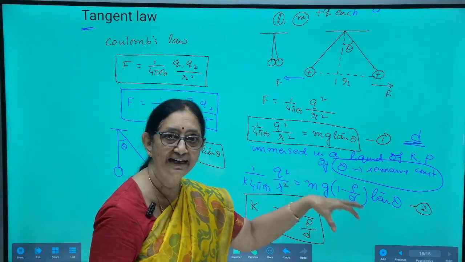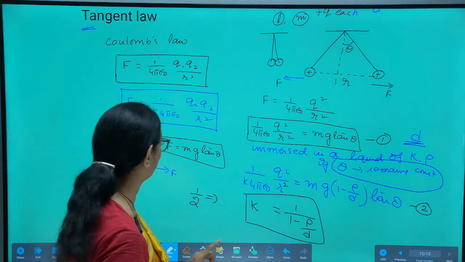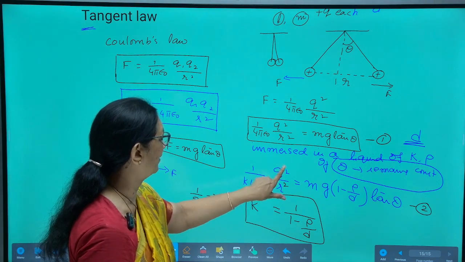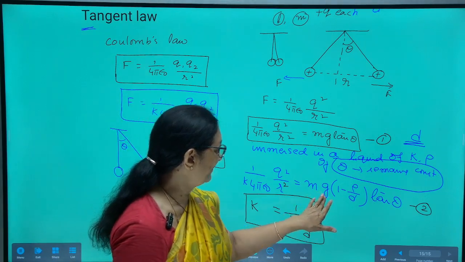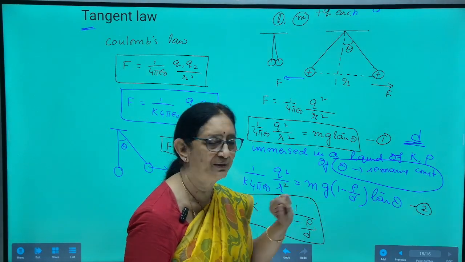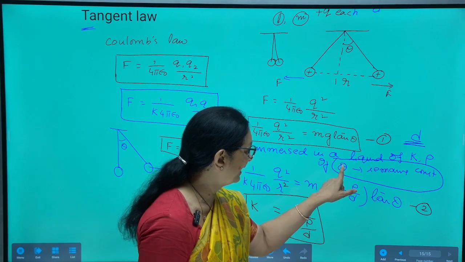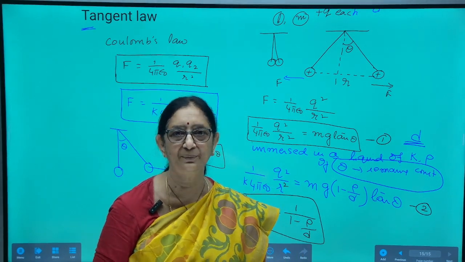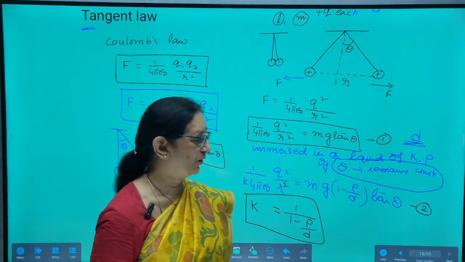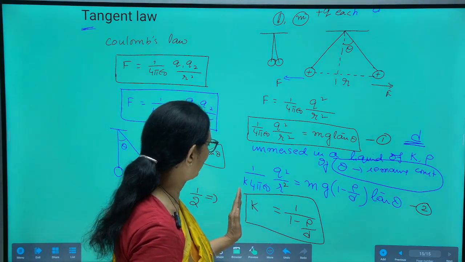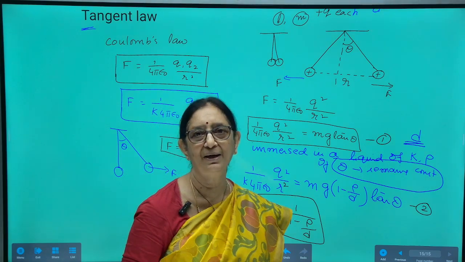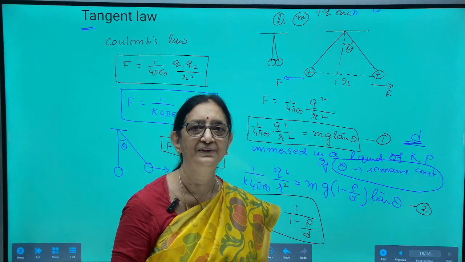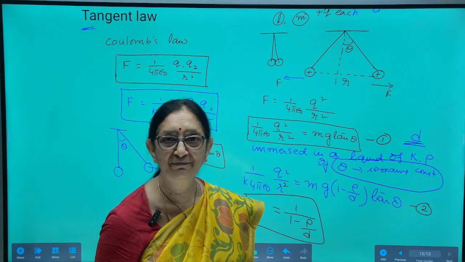If the entire arrangement is immersed in a liquid of dielectric constant K, from this expression, 1 by K into 1 by 4 pi epsilon naught q square by r square is mg into 1 minus rho by d into tan theta, because here I mentioned the condition that even after submerging in a liquid, the angular separation remained constant. So, from this, K is equal to 1 by 1 minus rho by d. That is one method used for the determination of dielectric constant of a liquid.